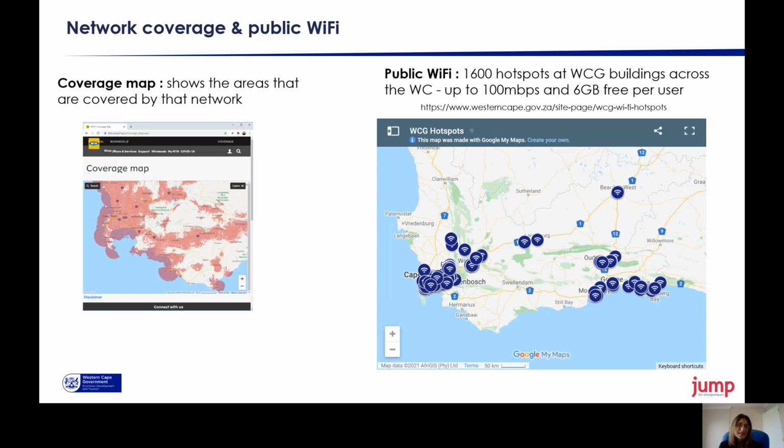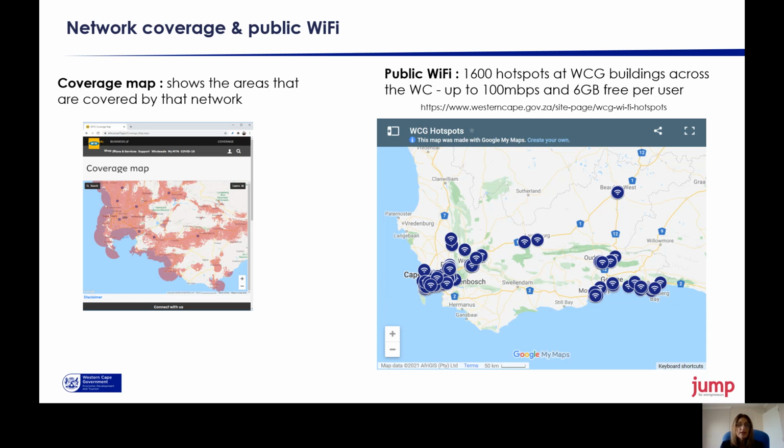And there are about 1,600 hotspots at the moment that are providing up to 100 megabits per second in terms of speed, and 6 gigabytes in terms of capacity, free per user. So that can be helpful if you are looking for some free Wi-Fi just to do some business operations, and you can access that there.